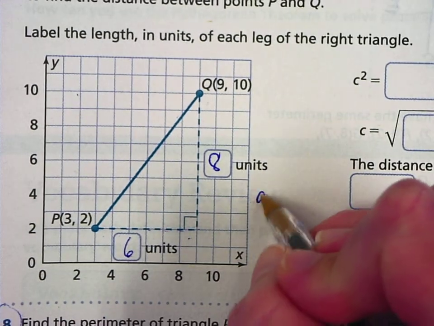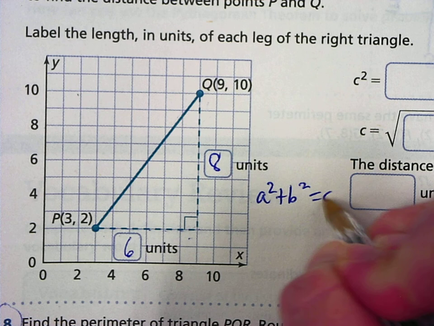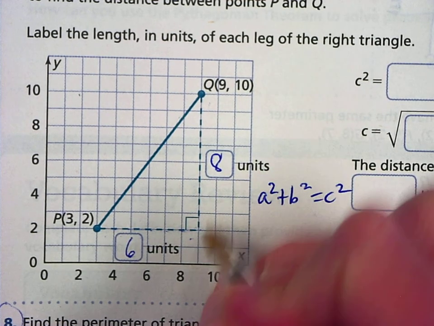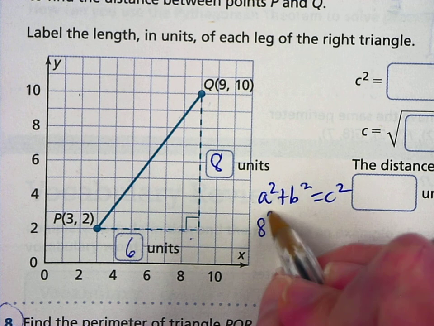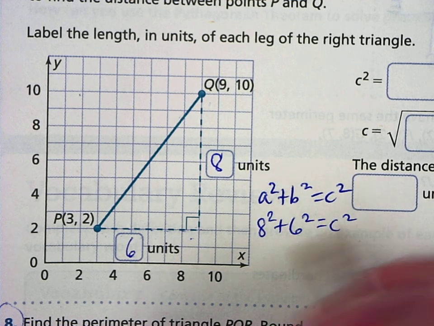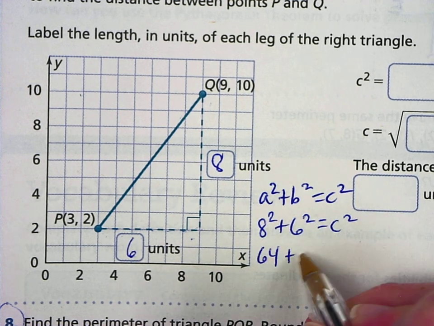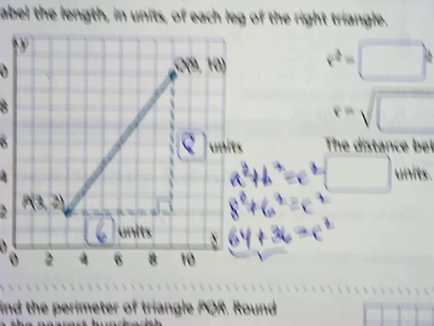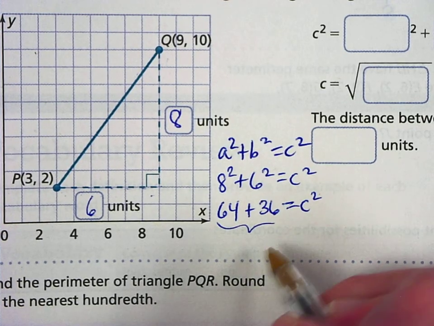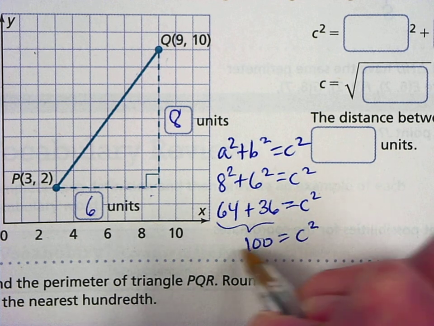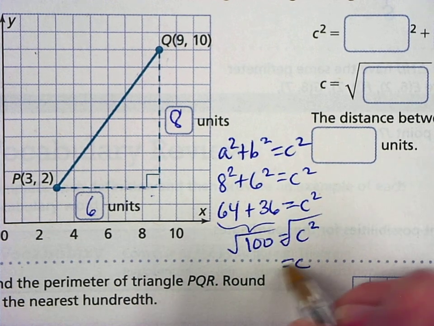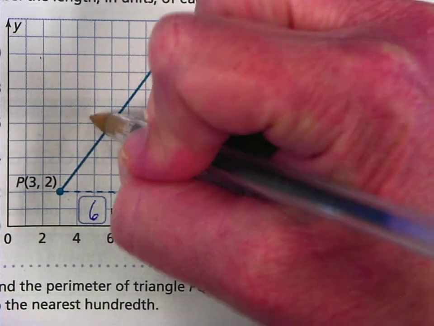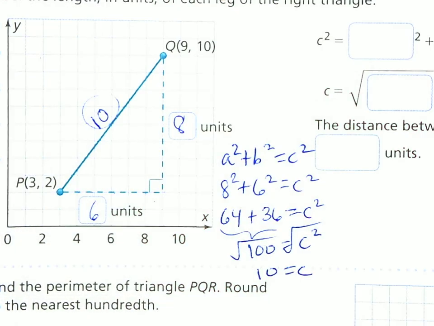So let's use a squared plus b squared equals c squared to find the length of side PQ. Our two legs are 8 and 6. 8 squared plus 6 squared equals c squared. 8 times 8 is 64. 6 times 6 is 36. So now let's add these two together because they are on the same side. That equals 100. And then the square root of 100 is 10. 100 is a perfect square number. So side PQ is 10 units long.